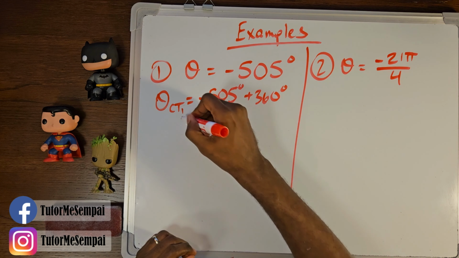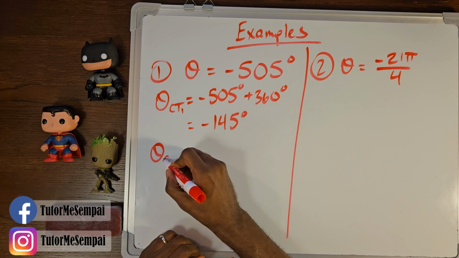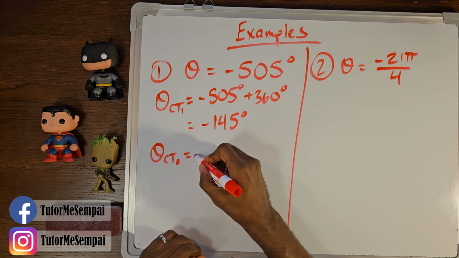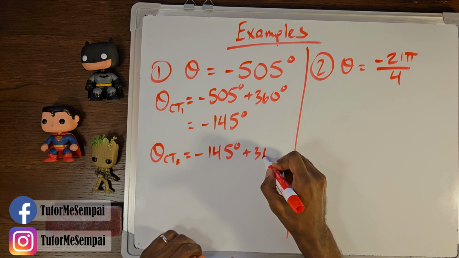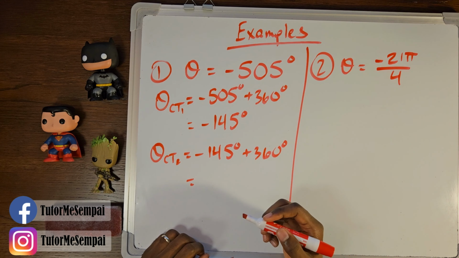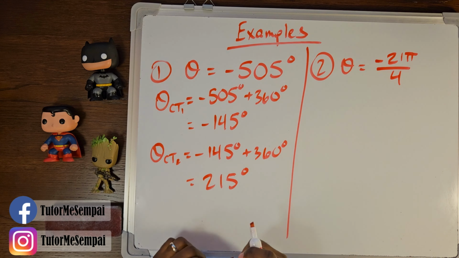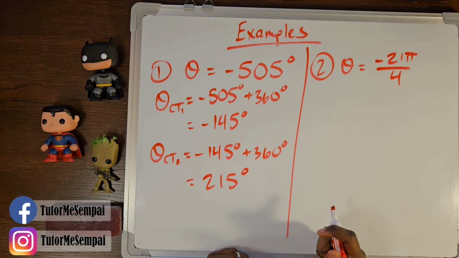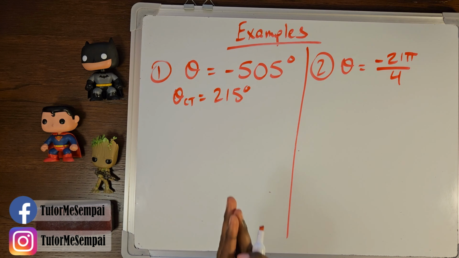No. Well, that was our very first coterminal angle. Let's find another one. So this is going to be coterminal 2. We're going to start with negative 145 degrees and add another 360 degrees. When we do that, what are we going to get? Well, we should get 215 degrees. Is this between 0 and 360 degrees? Yes. Perfect.